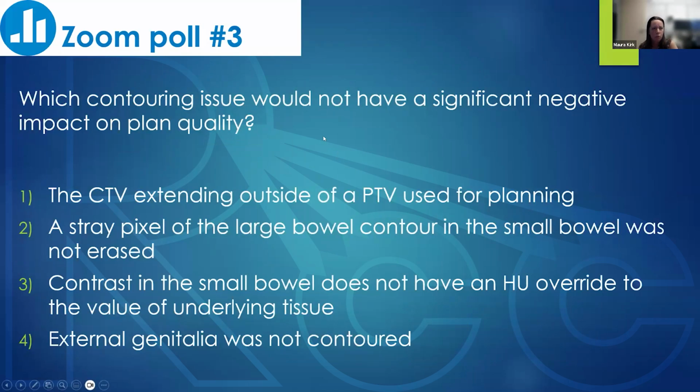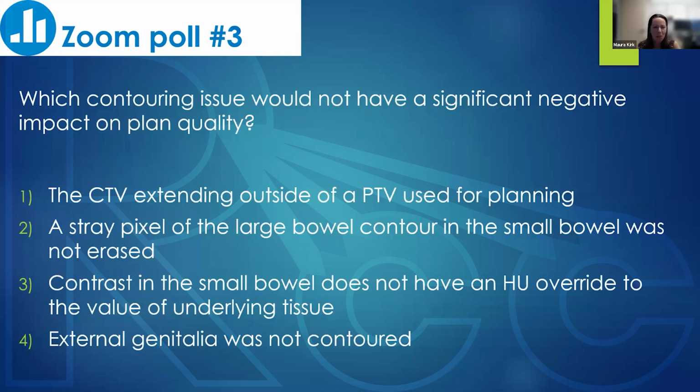Okay, here's another Zoom poll. Which contouring issue would not have a significant negative impact on plan quality? All right, I've launched the poll. About 40% of people have answered so far, so we'll give folks another 30 seconds or so. We have about 50% of the answers here. It looks like that number is pretty stable, so I'm going to end the poll and show the results. And we have a pretty even distribution of results here.